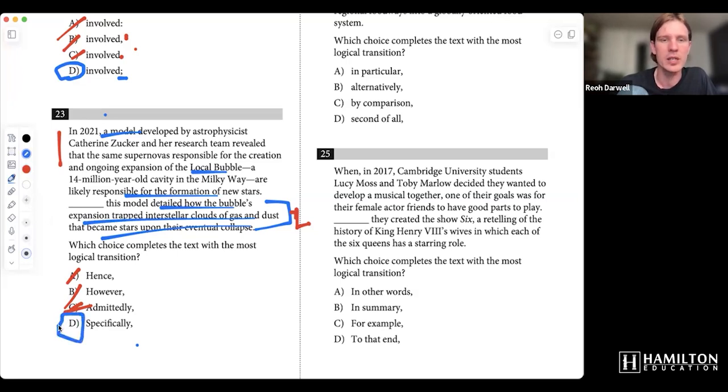I like vanilla ice cream. Admittedly, it is a boring choice. Nonetheless, I like it a lot. Admittedly is kind of an undermining concession from the previous sentence. So the only one that's specifying what is going on here is "specifically," because it's saying this is exactly how the model does a good job of explaining the local bubble. So that is how we get to D.